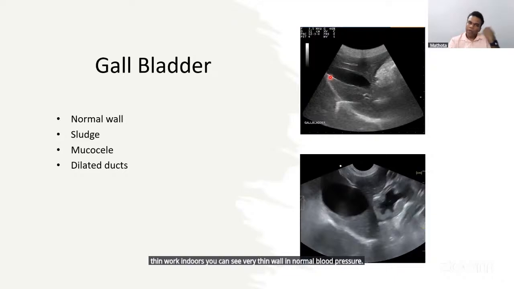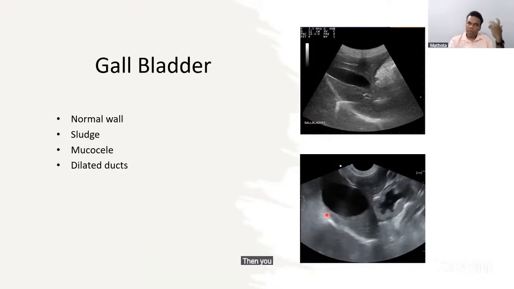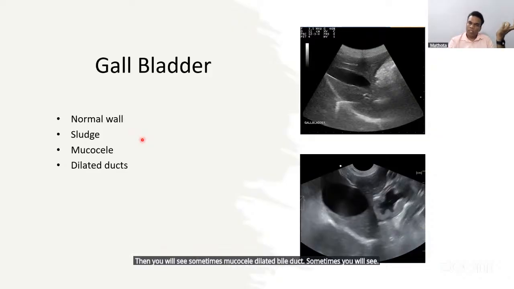Then sometimes you will see sludge in older animals. In young animals, you don't see sludge. You see clear content like this. But when you go to the older animal, you will see sludge. But it is a normal finding. Then you will sometimes see mucocele, dilated bile duct, sometimes cholecystitis, sometimes gallstone.